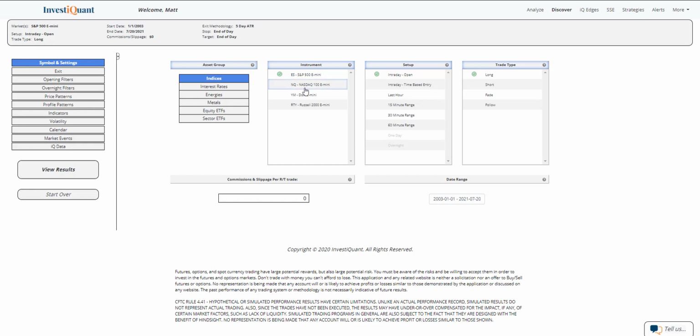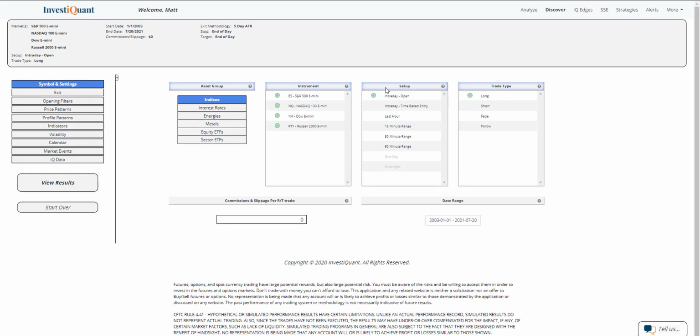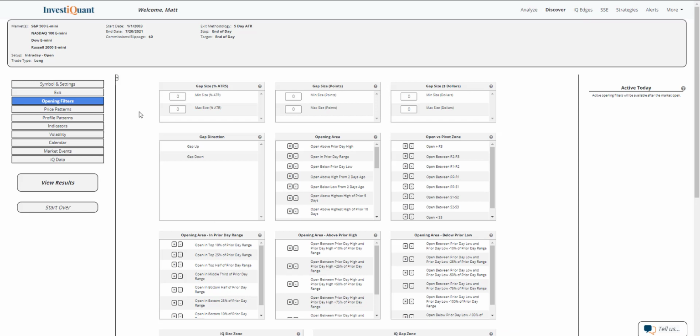We're going to set this up for all four instruments. The setup is going to be based upon entering the market long at 9:30 a.m. Eastern Time and exiting at 4:15 p.m. Eastern Time. Now, for the opening filter today, we are trading higher in the overnight session.